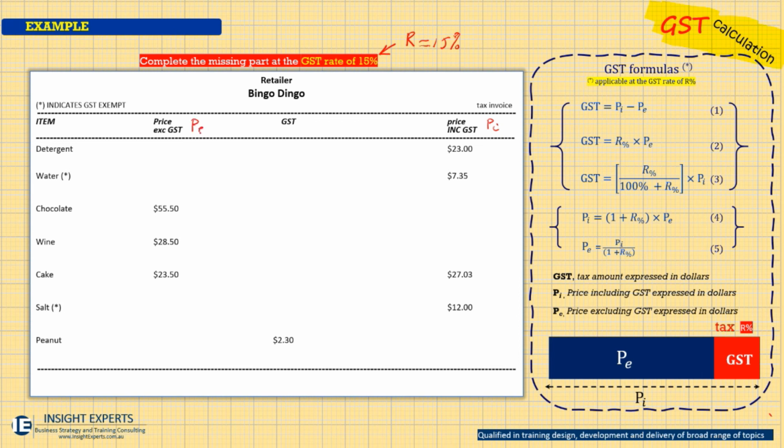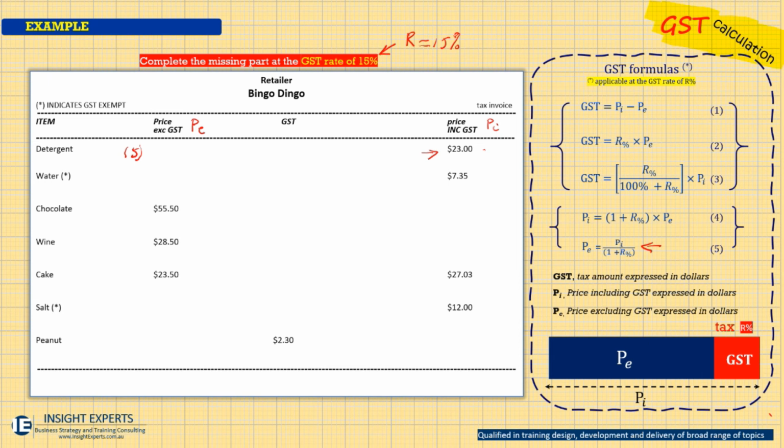So since we have the price including GST, we can use equation number 5 here. Equation number 5 simply states that if I divide 23 by 1 plus the tax rate, I will get the price excluding GST. And if I do that, I get $20. Again, the GST for the water is 0, and the price before and after tax is exactly the same. Let's do another one right at the end.